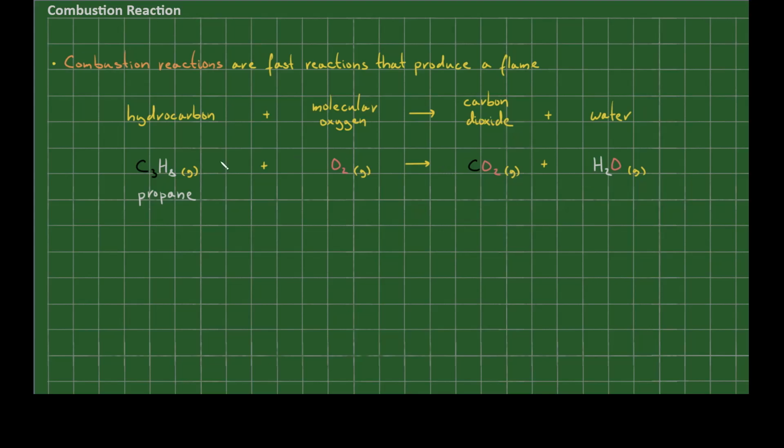On the left, I have 3 carbons. On the right, I have only 1. So I'm going to place a coefficient of 3. The carbons have been balanced. Next, I'm going to look at hydrogens. On the left, I have 8. On the right, I only have 2. If I multiply 2 by 4, I will get to 8 hydrogens.